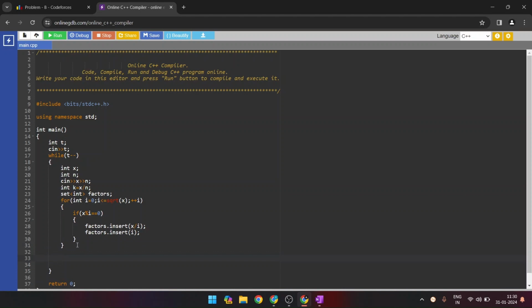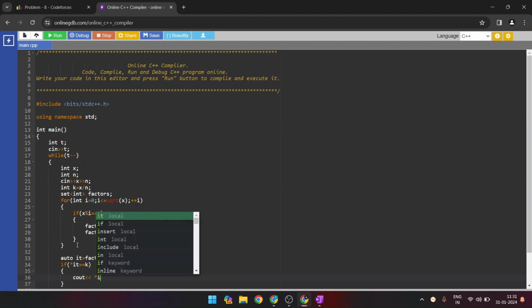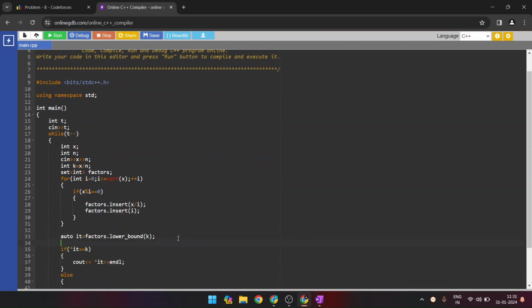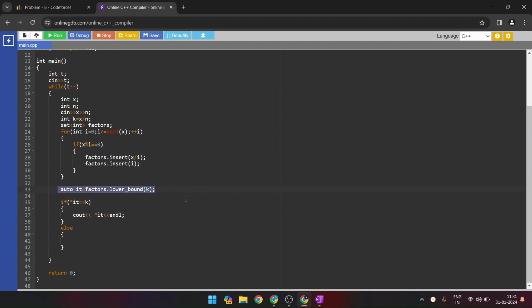Now you just need to say, okay, I'm finding my lower bound, so factors dot lower bound of my k. Now if that element is already equal to k, I would give that as the answer. And if it is not equal to k, which we saw here can be possible, I would just go to the previous of that, by 1. So this we have used for finding the element one before.